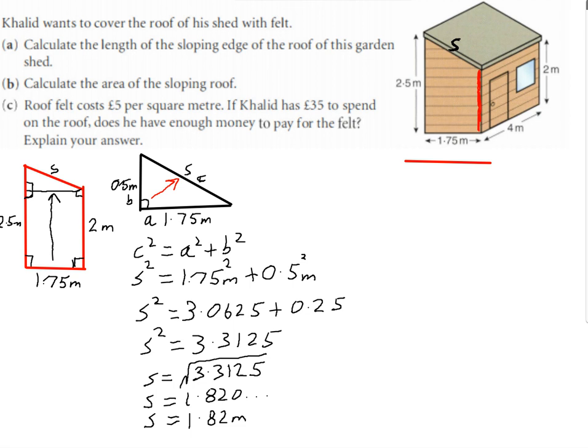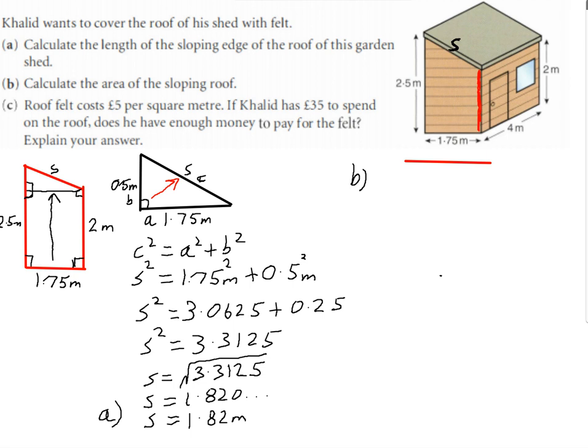Okay, so that is the answer to part A, because part A asked us to calculate the length of the sloping edge of the roof of the garden shed. So that's part A. The answer for that is 1.82 metres. Okay, let's have a look at part B now. So calculate the area of the sloping roof. So we have a rectangular shaped roof along the top here. We know the length of it is 4 metres and the breadth is 1.82 metres. We just worked that out.